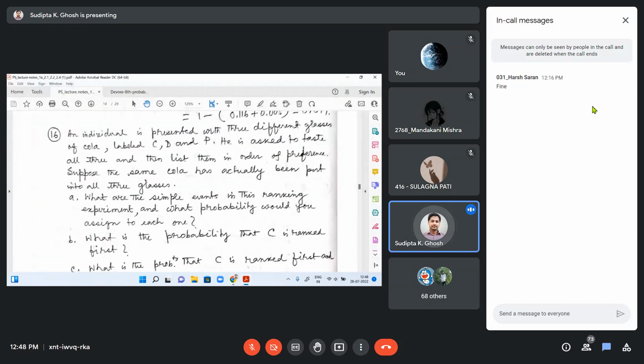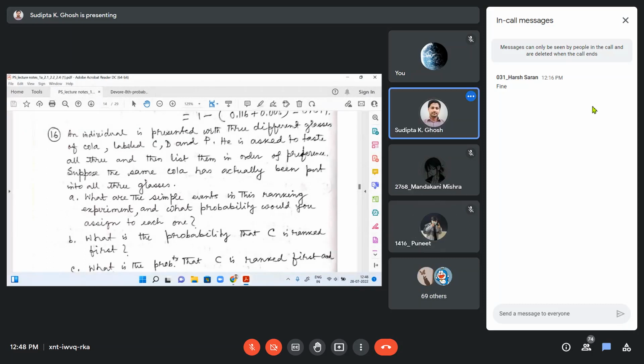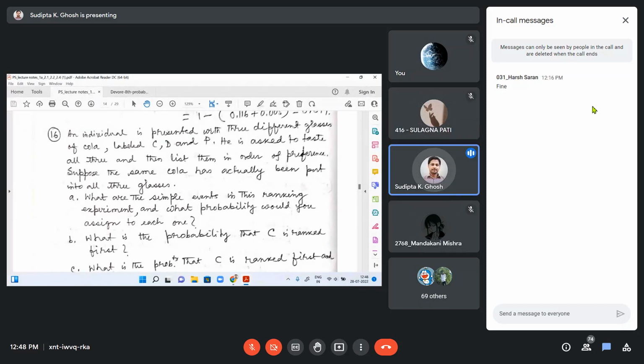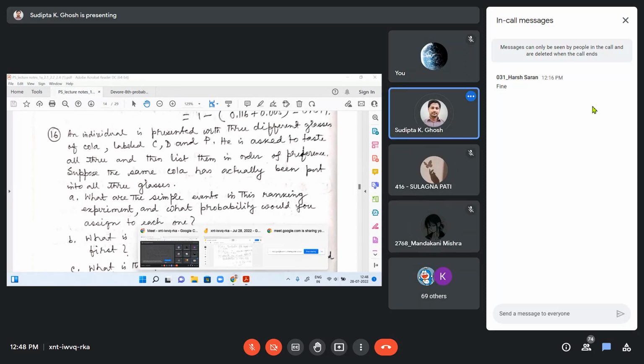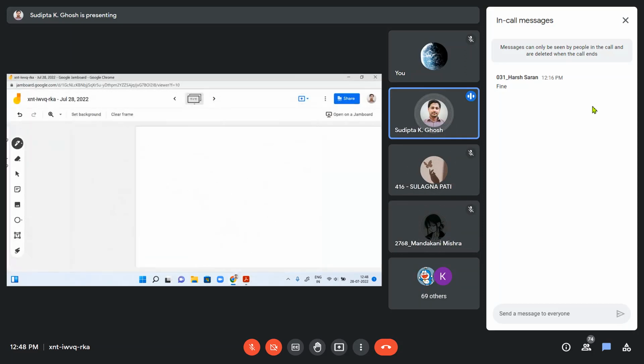Read the question. An individual is presented with 3 different glasses of cola, labeled C, D, and P. It is also an exercise problem. That means, suppose there is a boy or girl, and in front of him or her there are 3 glasses of cola.